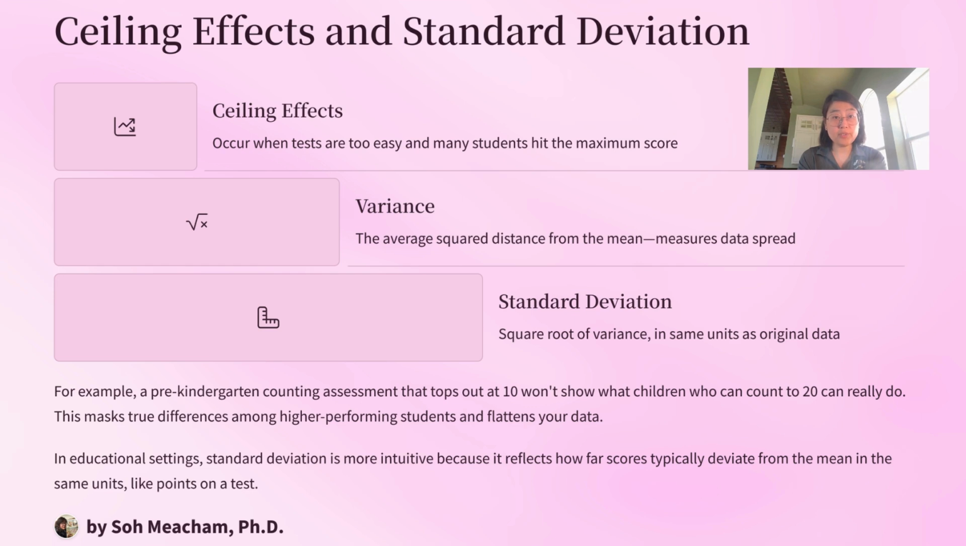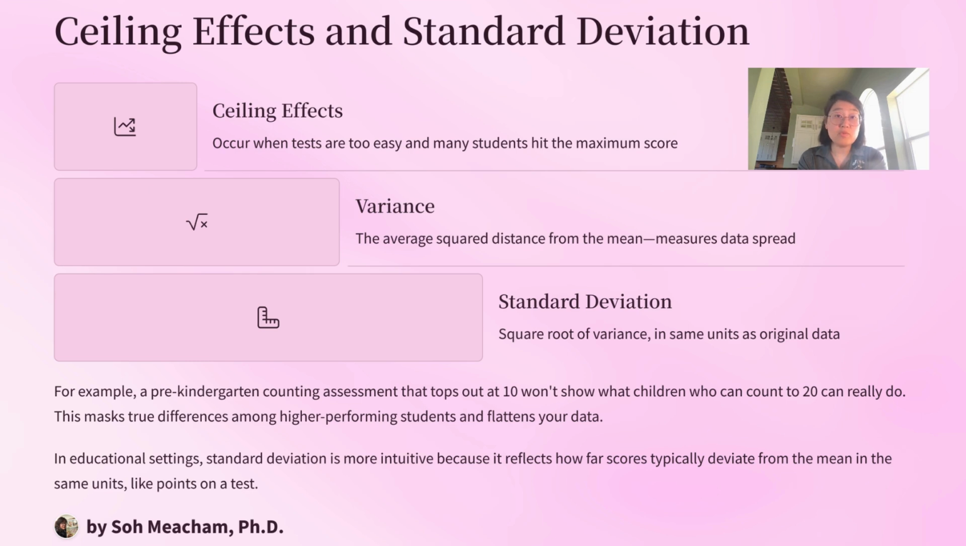We also need to understand ceiling effects. These happen when a test is too easy and many students hit the top score. For example, a pre-kindergarten counting assessment might top out at 10, but if many children can already count to 20, the test will not show what they can really do. This masks true differences among students at the higher end and flattens your data.